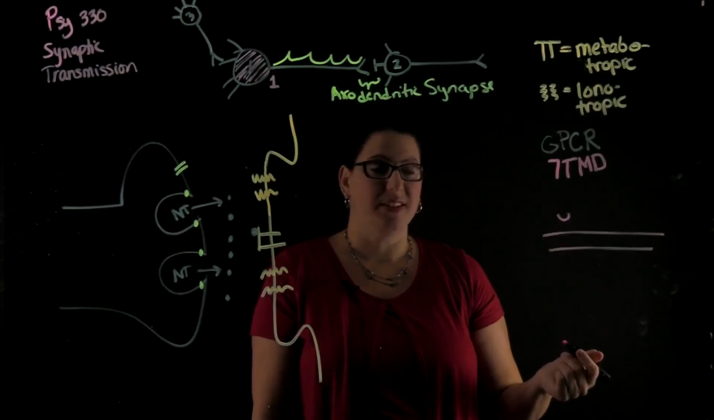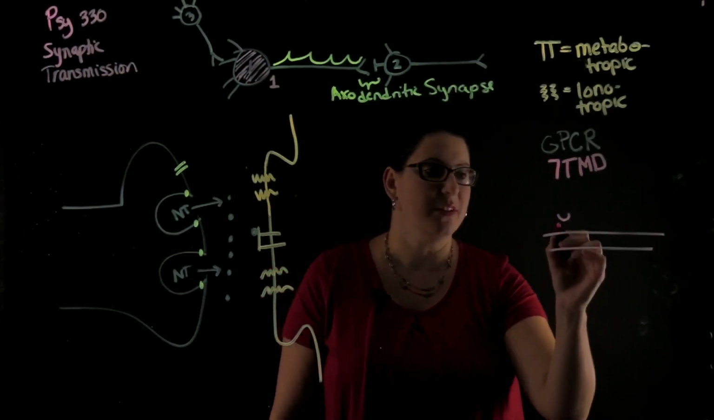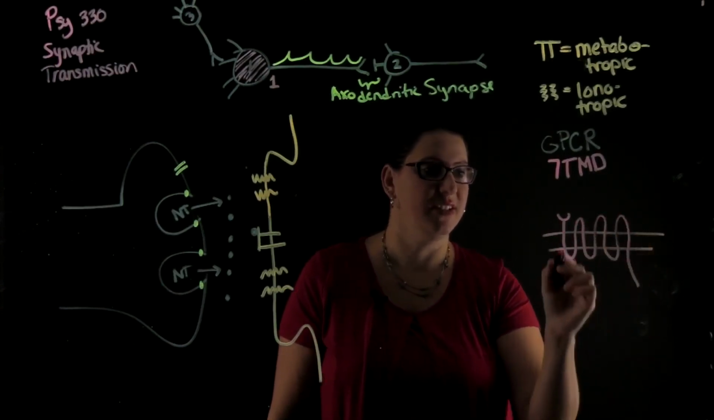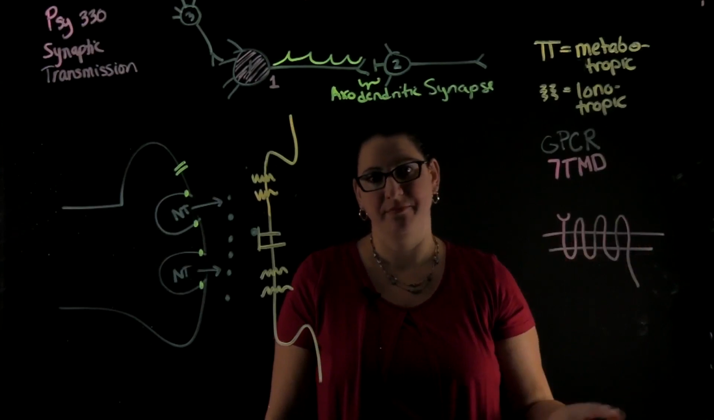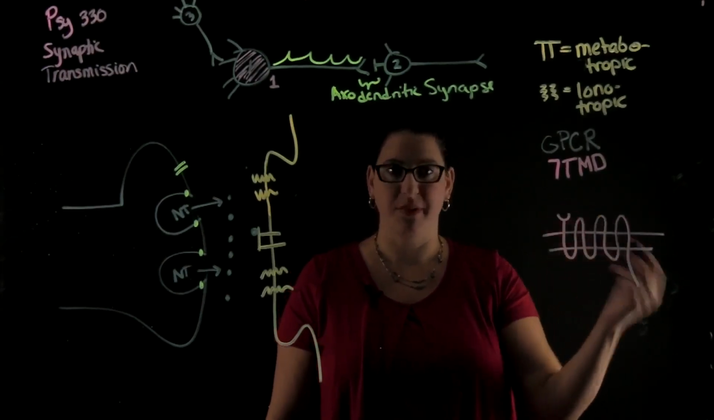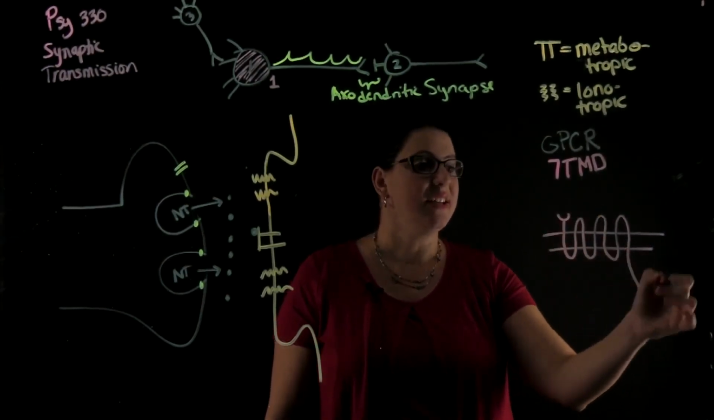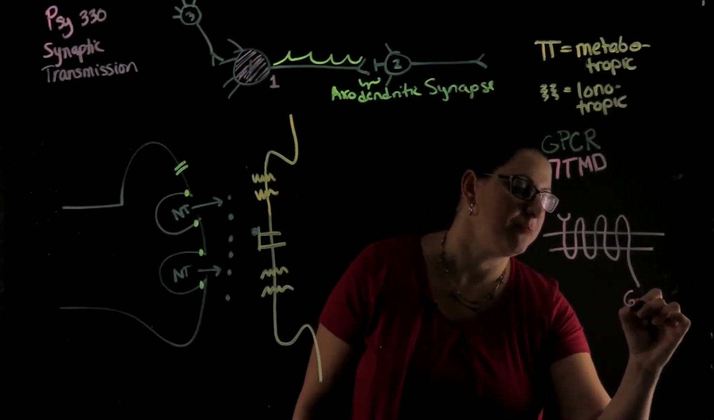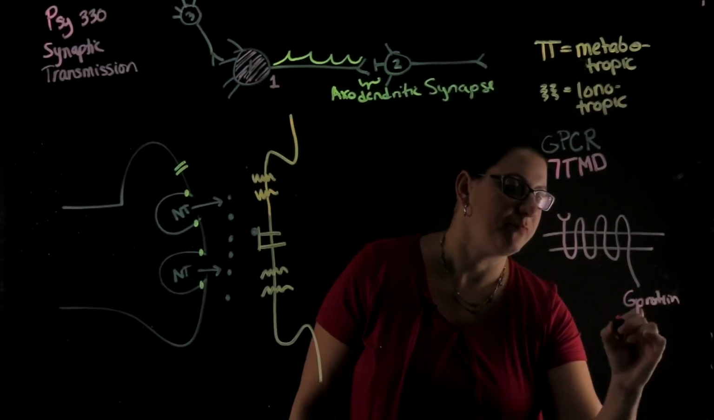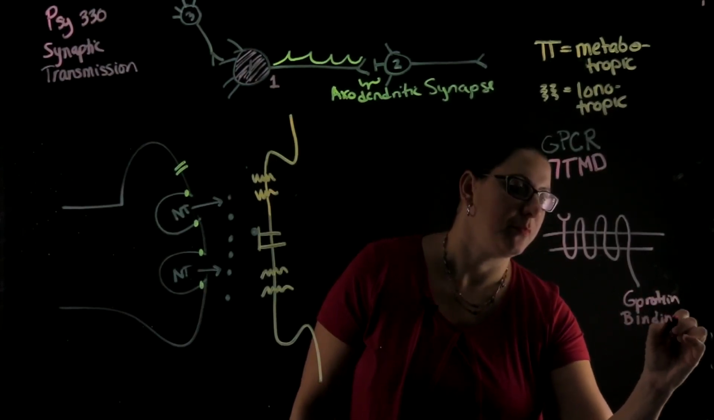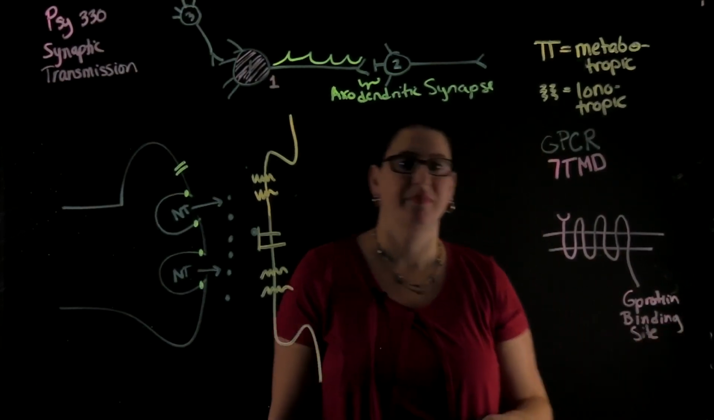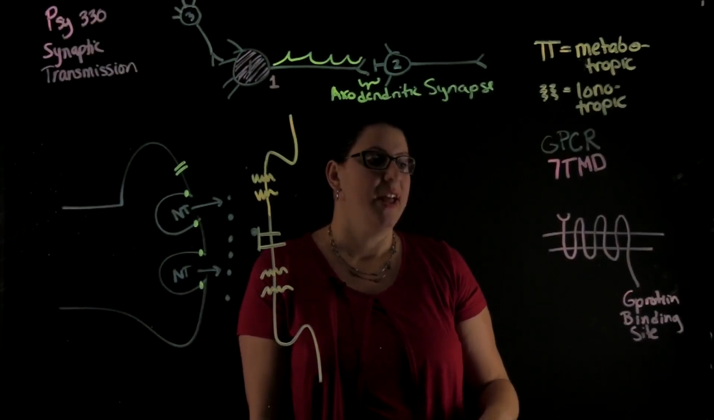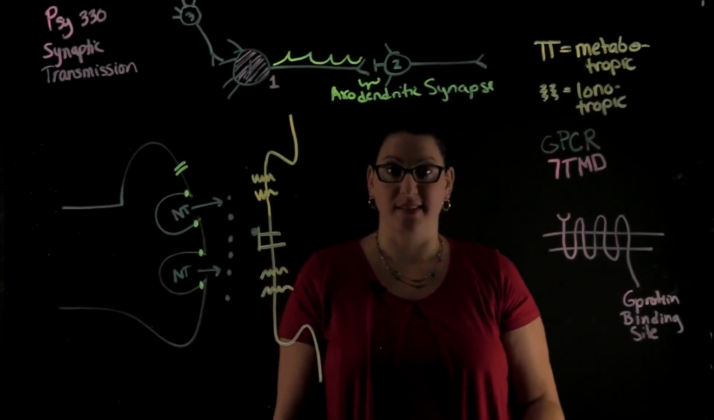on the outside of the cell, there's a binding site for the neurotransmitter, and then there's 1, 2, 3, 4, 5, 6, 7 transmembrane domains, parts of the receptor protein that cross the membrane. On the inside of the cell membrane, there's a G protein binding site. But when the neurotransmitter receptor is not bound to the neurotransmitter, that G protein binding site is not accessible.